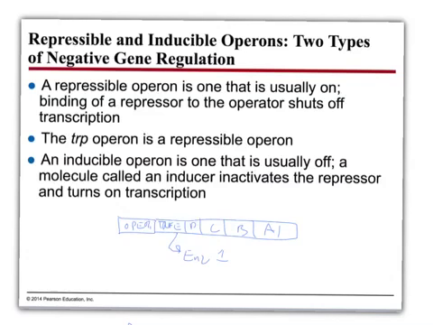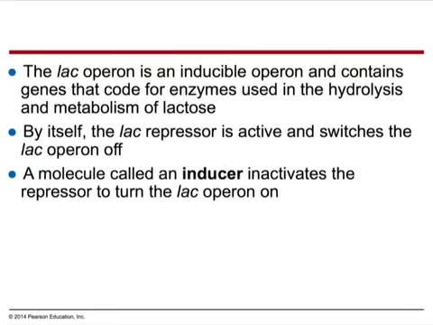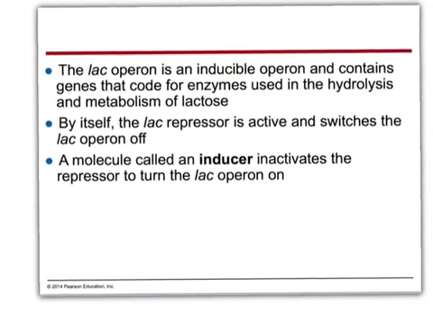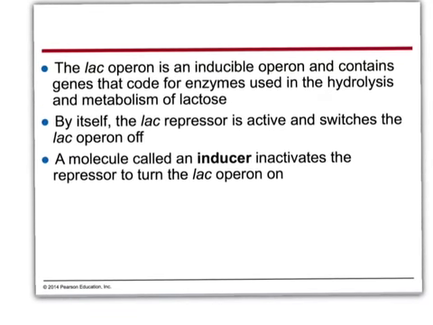The inducible operon is the opposite. It's normally off, but can be turned on in certain cases. We're going to talk about examples. The lac operon is an inducible operon. It contains genes that code for the metabolism of lactose.